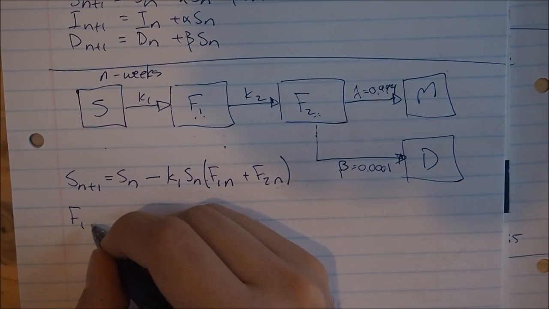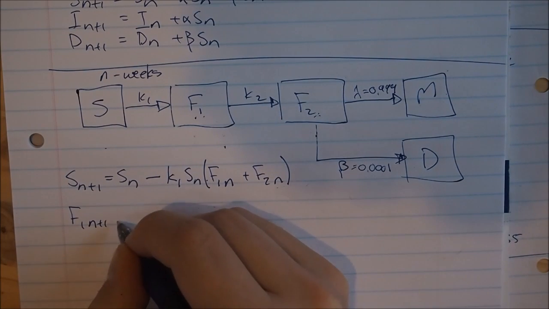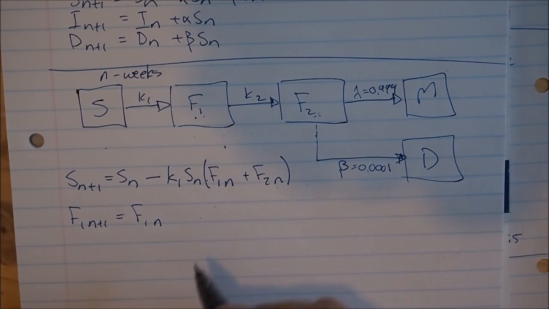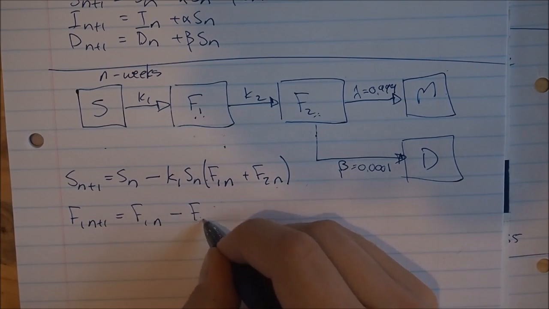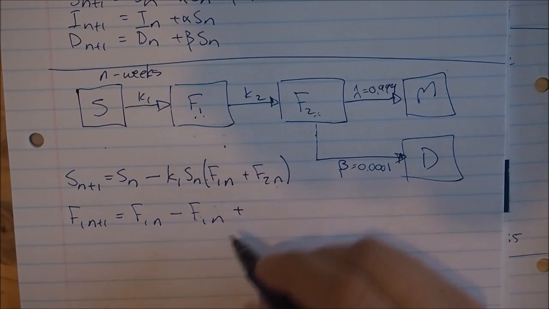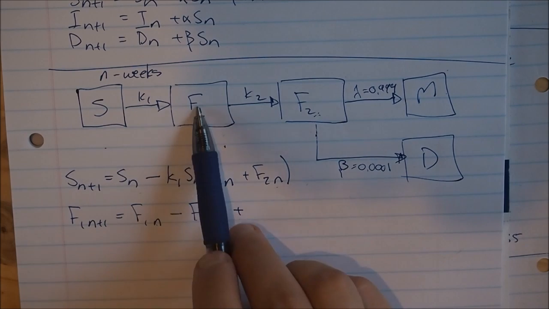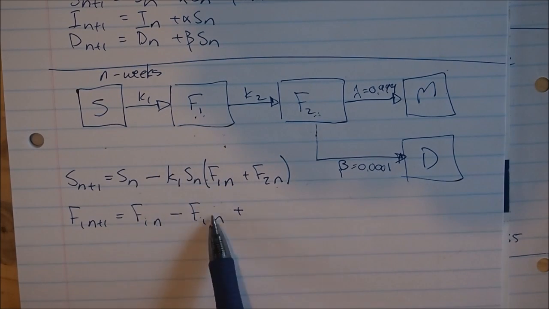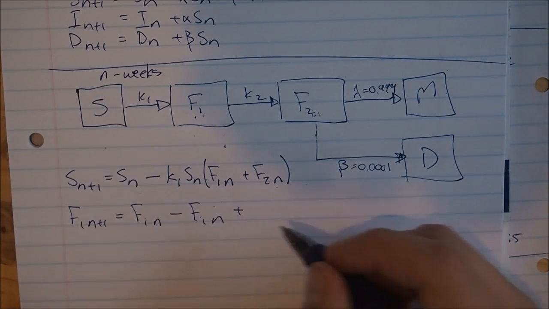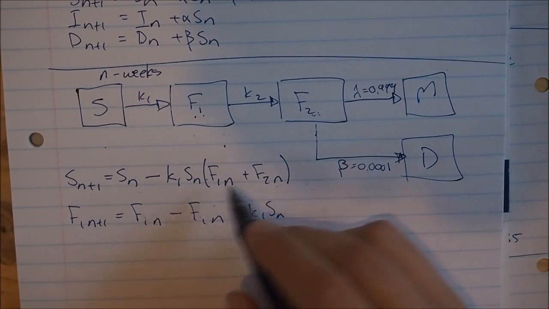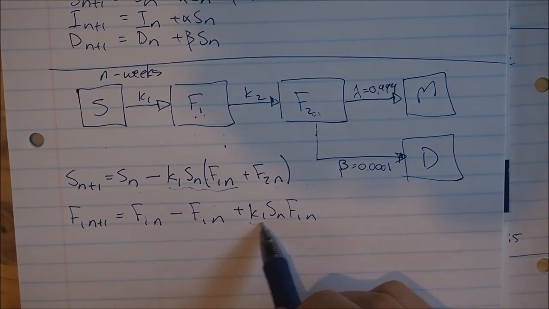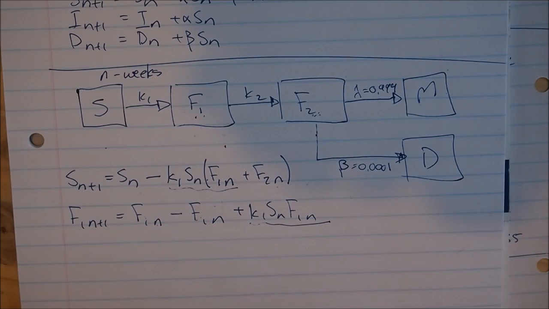The number of infectious people at time n plus 1 in the first week of infectiousness is going to be the number of people that are there at this time step, minus all of them. And then plus, so this is basically people that are infectious in the first week, and because a week has passed, they move to the second week, plus the people that come in, which is K1 Sn times F1n. So this term here is going to balance with this term here.